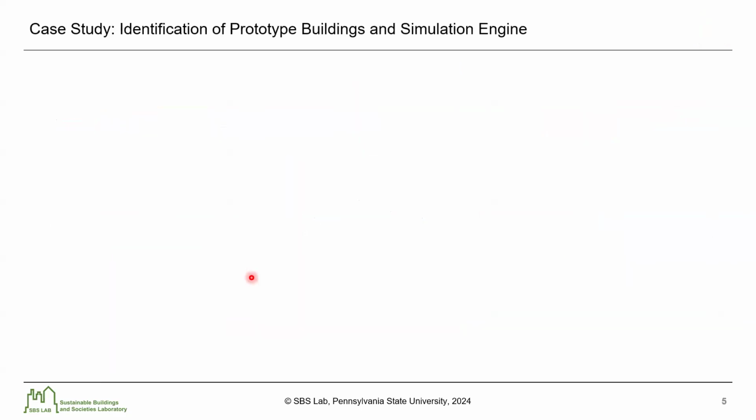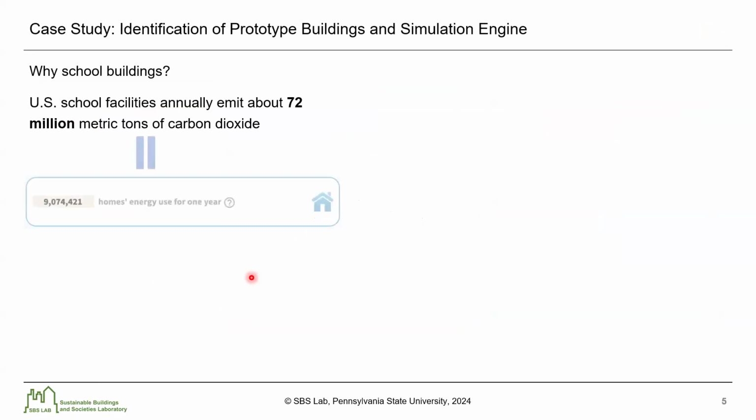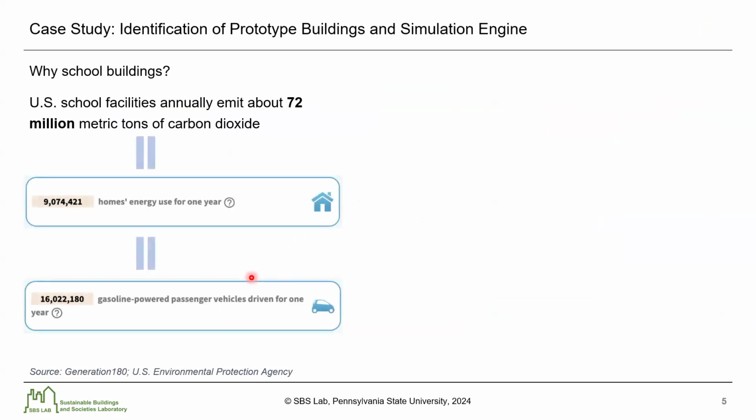So we have already developed the framework. We use the school building for this study to show how to use this framework to evaluate building carbon emission. Why did we select the school building? The major reason is that the school building has a great potential to reduce carbon. The annual emission of school buildings is equivalent to the energy of 9 million homes for 1 year and 60 million vehicles within 1 year.